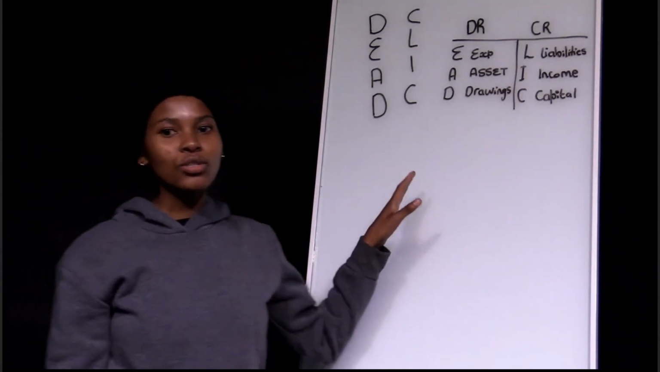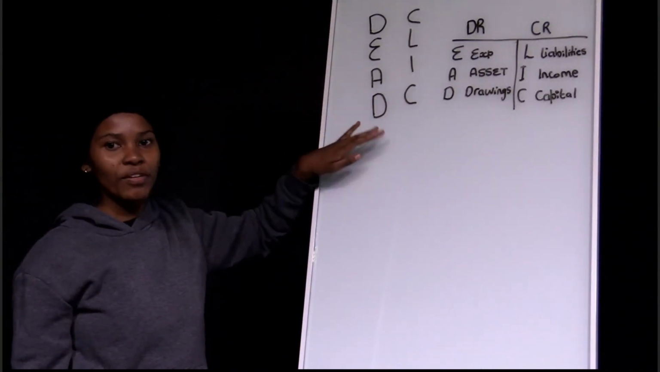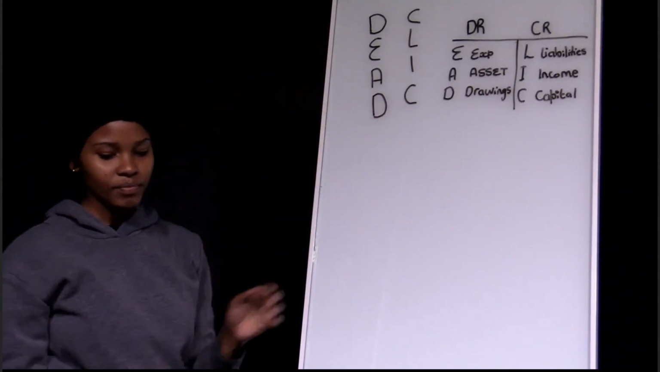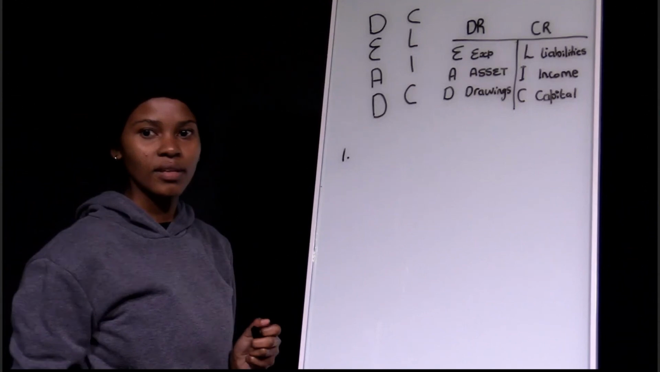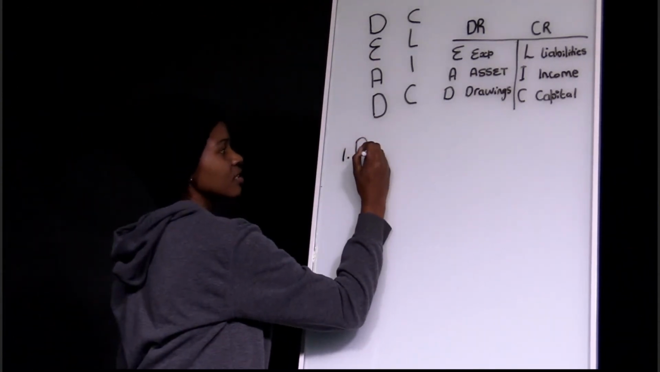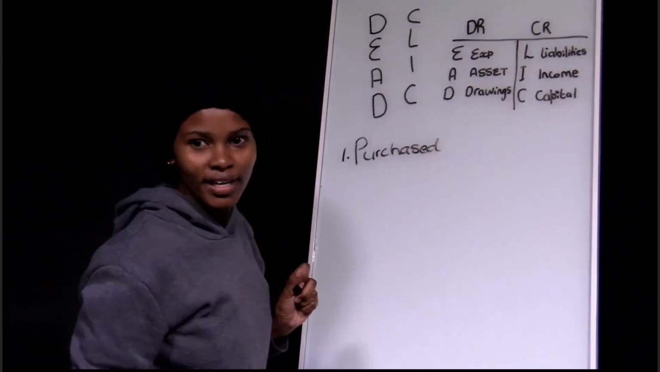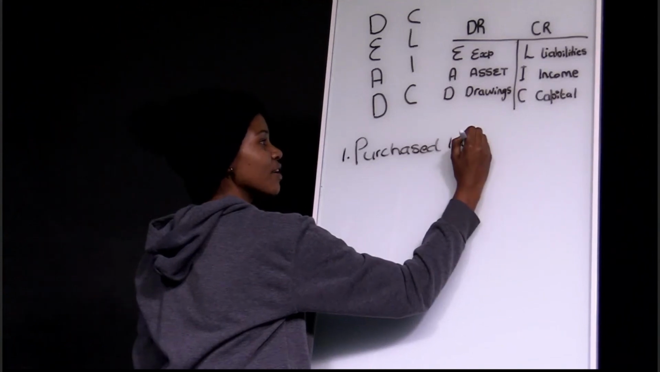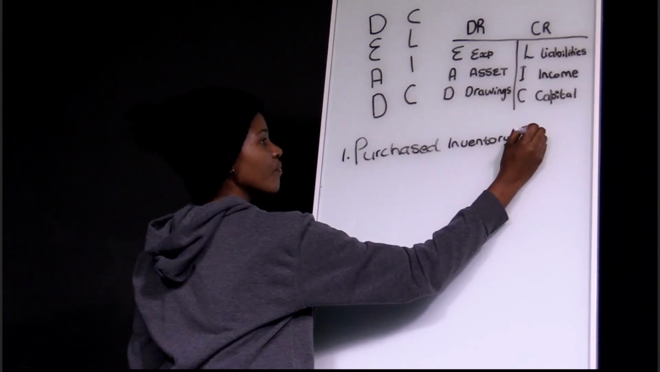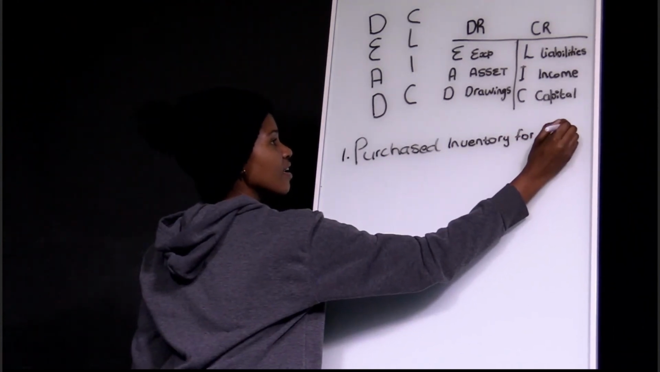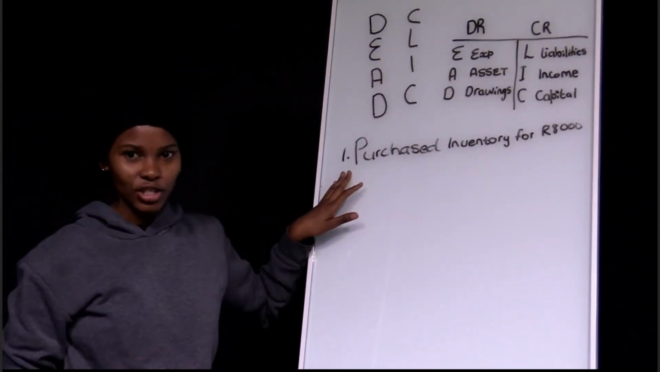For this, I'm just going to do two examples in order to demonstrate how I use these two abbreviations, DEAD and CLIC. My first example, I'm going to say purchased inventory for 8,000 rand. So this is the transaction, right?